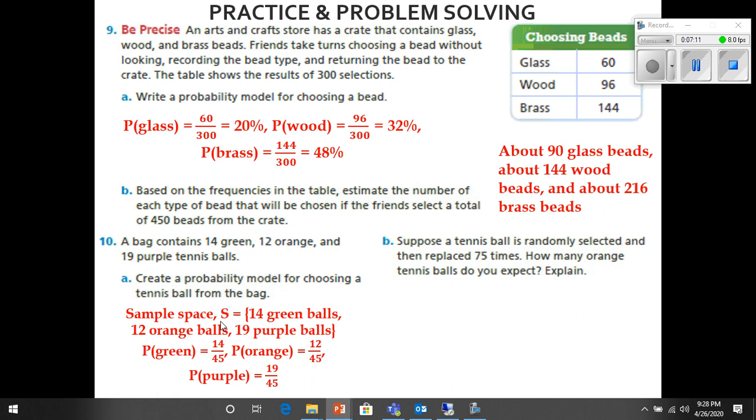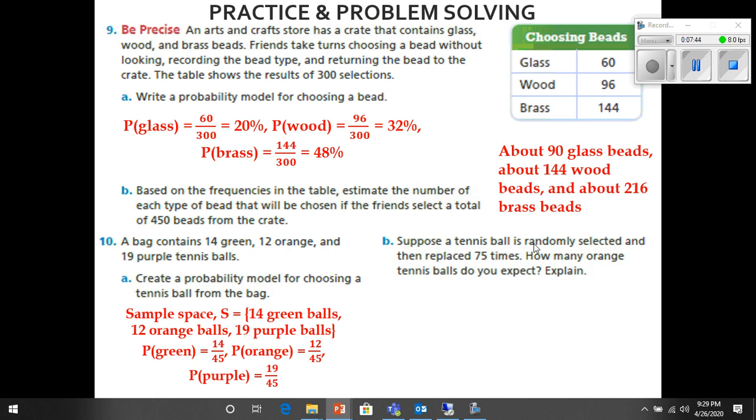The sample space, they're wanting you to put what they would be for each of them, choosing a tennis ball from the bag. What they should have said was each type of ball. So let's see. We've got the sample space would be 14 green balls, 12 orange balls, and 19 purple balls. That would be 14 out of 45 for the green balls. That would be 12 out of 45 for the orange balls and 19 out of 45 for the purple balls.